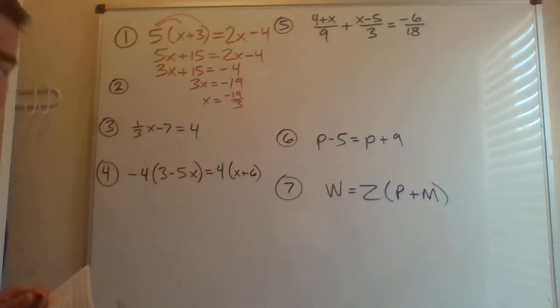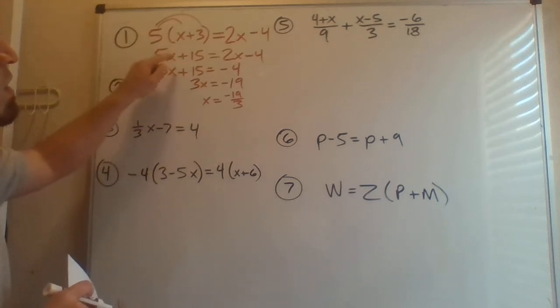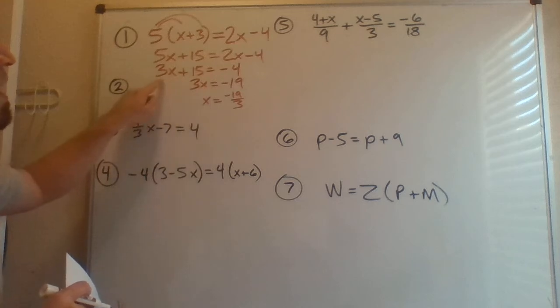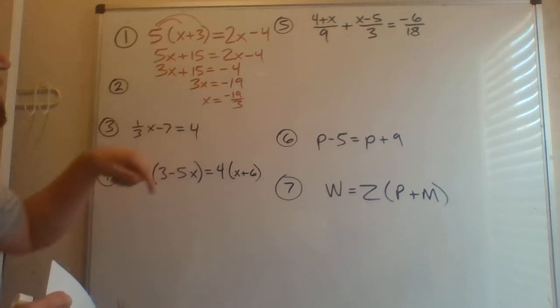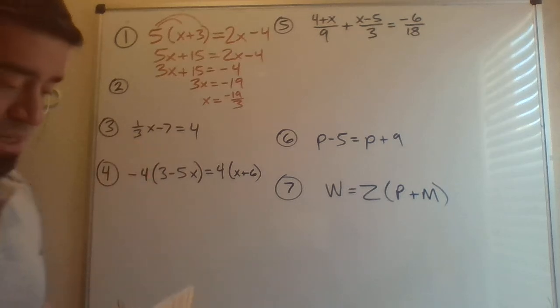And the fraction's okay. So again, we distribute. We get the variables to one side, we get 3x over here by subtracting 2x, and then you subtract 15, you get negative 19, and divide. So let's look at the second one.